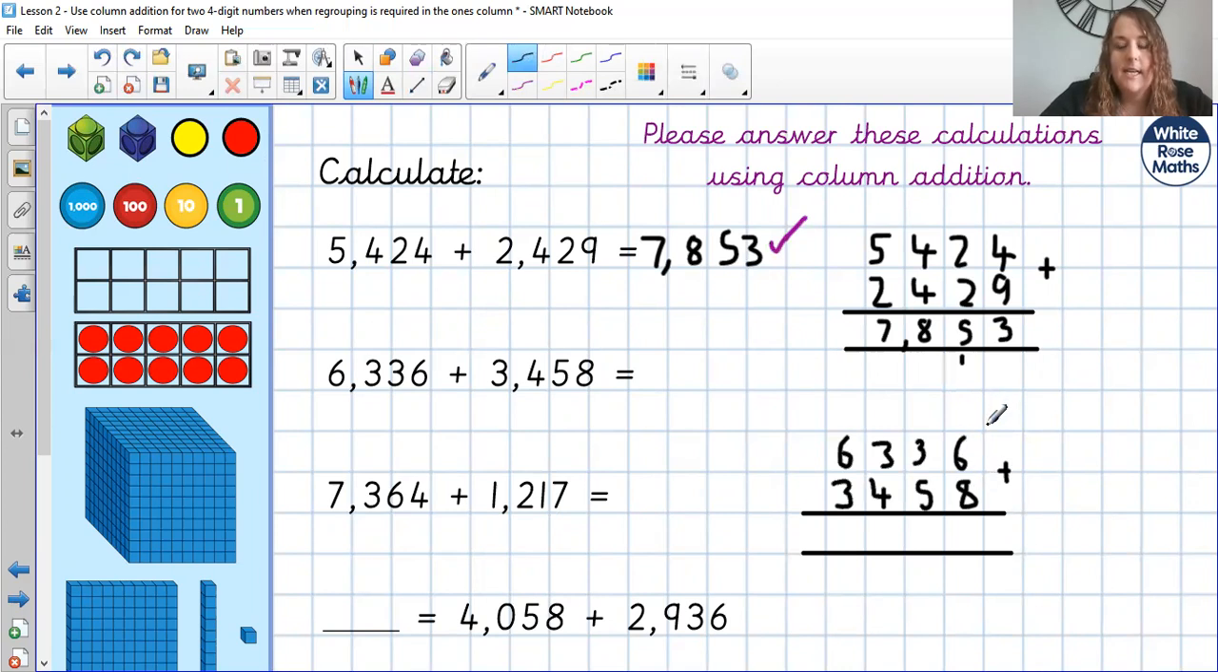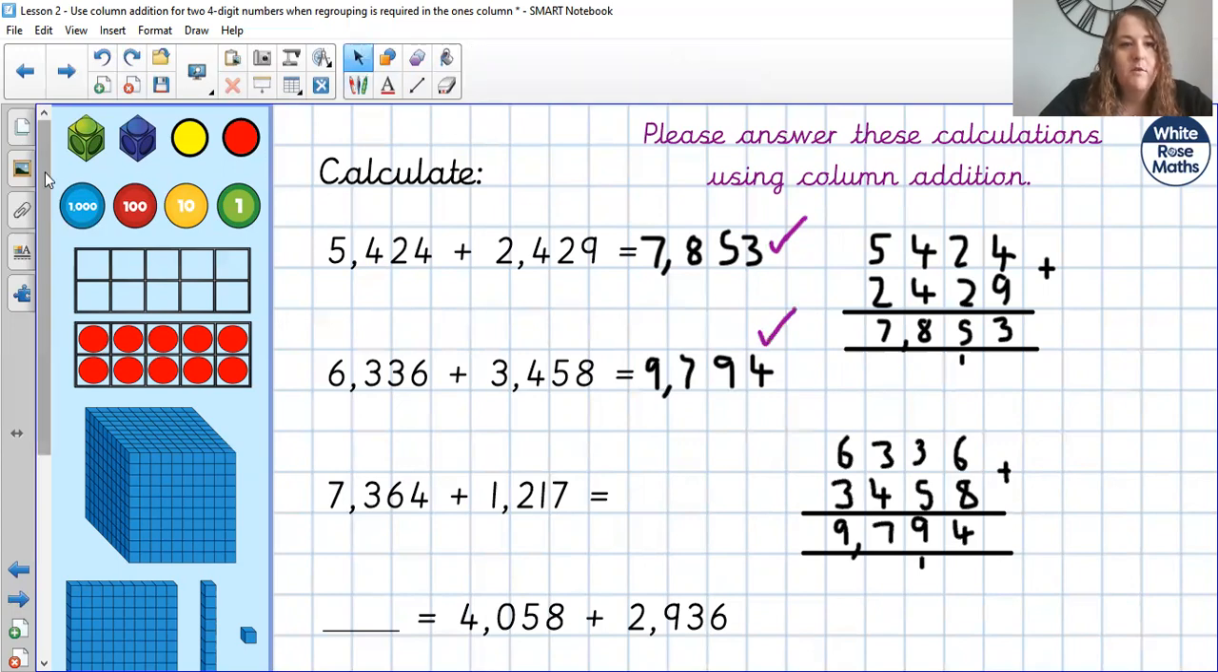Okay, and then we start again in the ones column. 6 add 8: 6, 7, 8, 9, 10, 11, 12, 13, 14. 4 in the ones and 1 in my tens. And as Coco said, I've got 14 ones split into 1 10 and 4 ones. 3 add 5 is 8. Add the 1 at the bottom equals 9. 3 add 4 is 7. And 6 add 3 is 9. So if you had the answer 9,794, a huge well done to you, and give yourselves another tick.